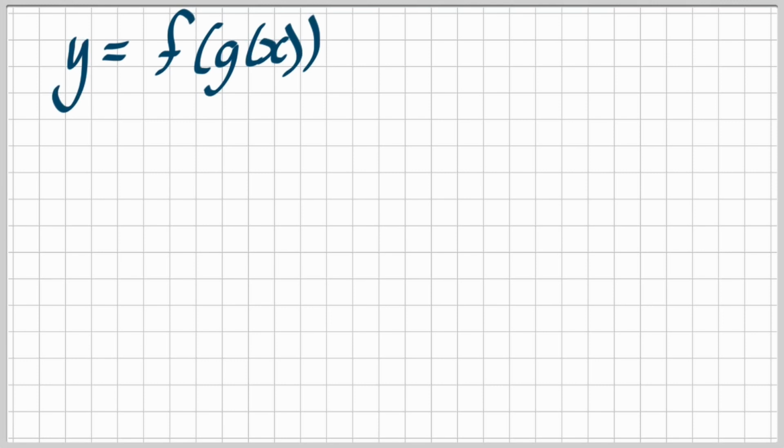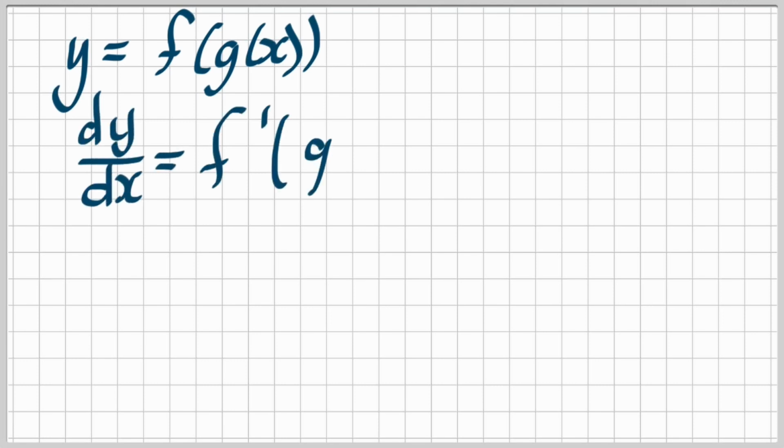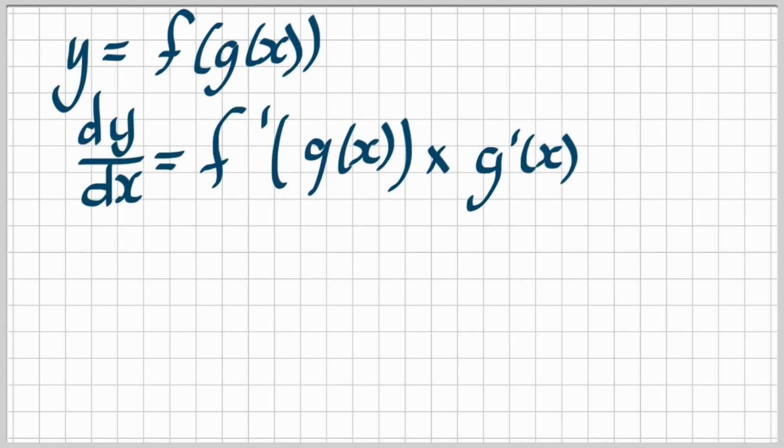When I look at this, the rule basically tells me if I want to determine dy over dx, I must derive the outside function and multiply it by the derivative of the inside function. So in other words, I derive the outside function, but keep the g of x inside of that derivative. Then I multiply it by the derivative of the inside function. Now this is a bit of a weird one to get used to, but once you get used to it, it's actually super fast.